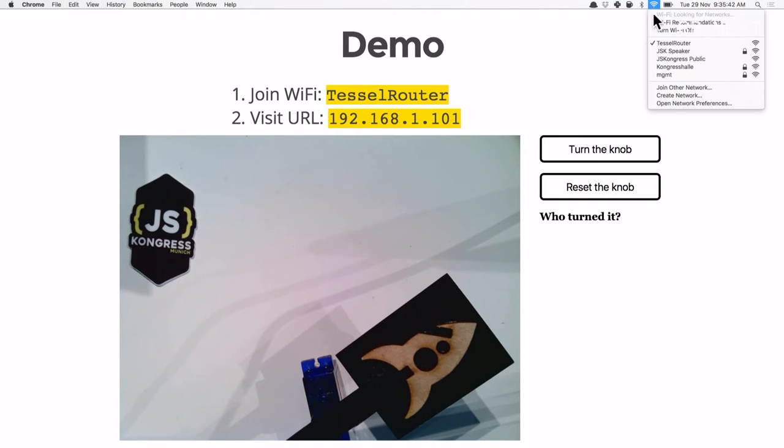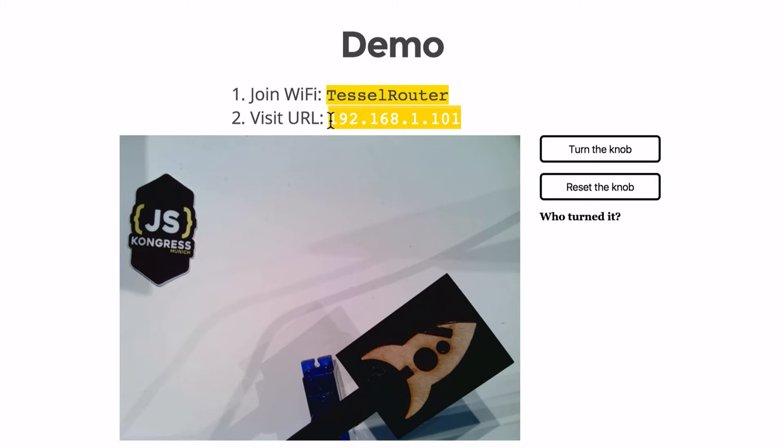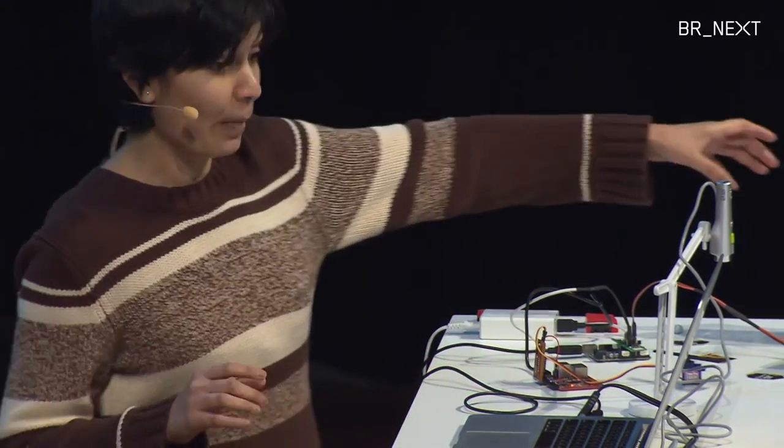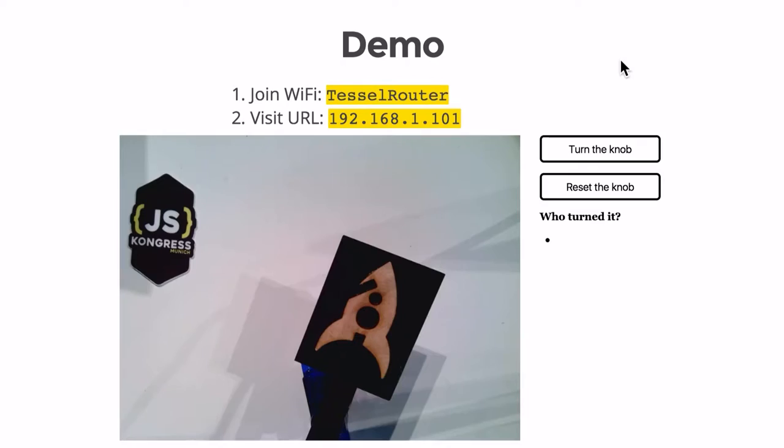come and choose the Wi-Fi SSID Tessel router and go to this website, which is a private IP address, 192.168.1.101, and turn the knob yourself. Let me see who can do that. Take a bit of time. Oh, there you go. Somebody turned it.